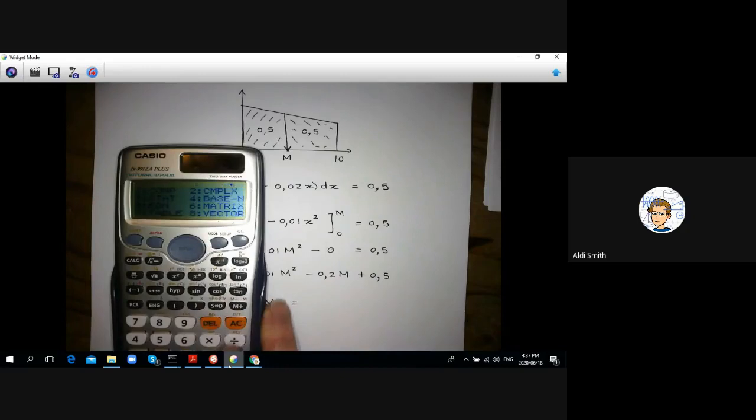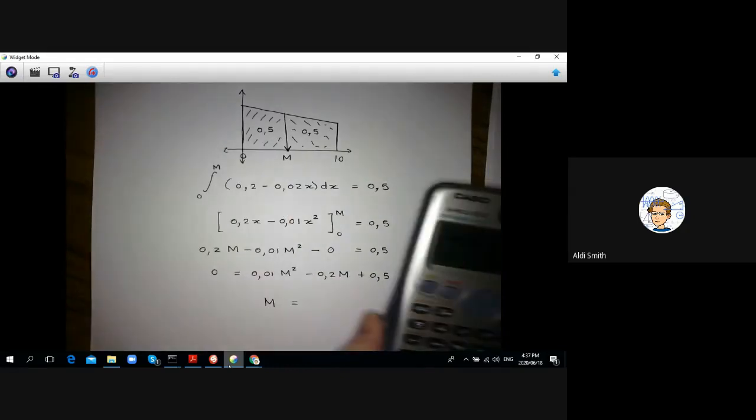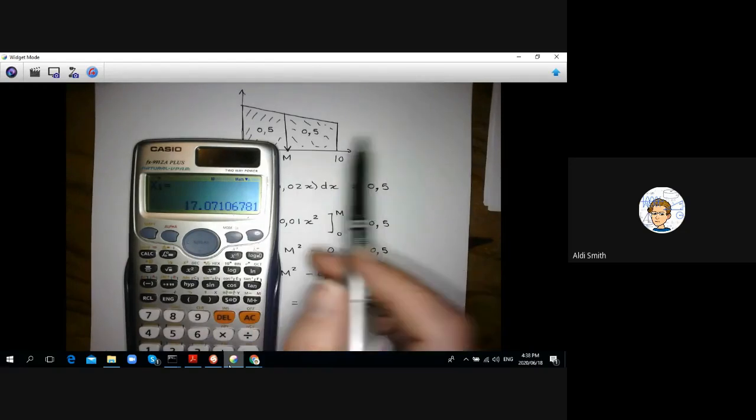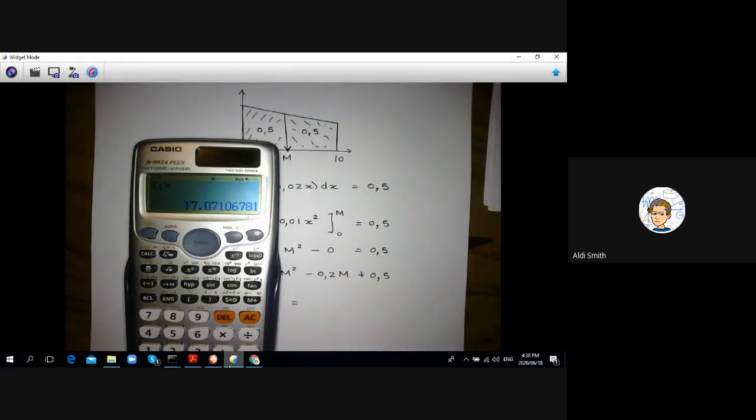So I'll change it to equation mode, which is my quadratic equation over there, and I'll say my a value is 0,01, my b value is minus 0,2, and my c value is 0,5. Now this is 17,07, way too big. That can't possibly be my median. So I press the equal button again. This one is 2,9289. So that one is then my median.